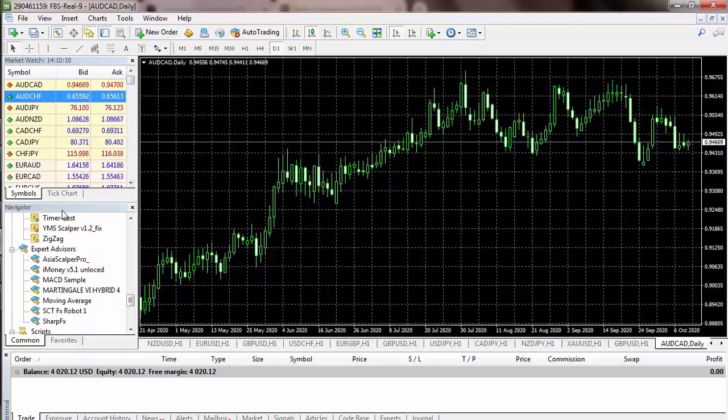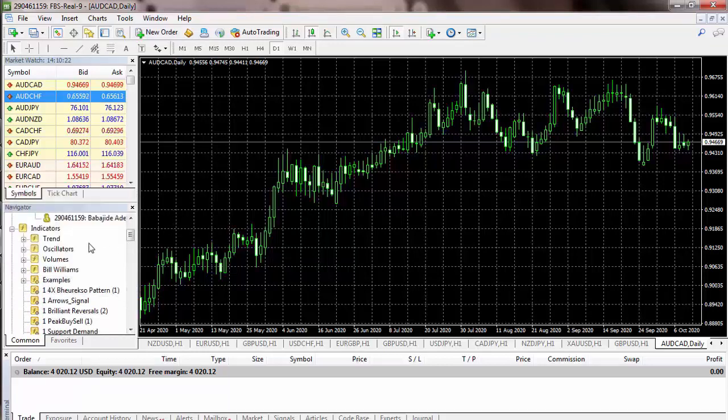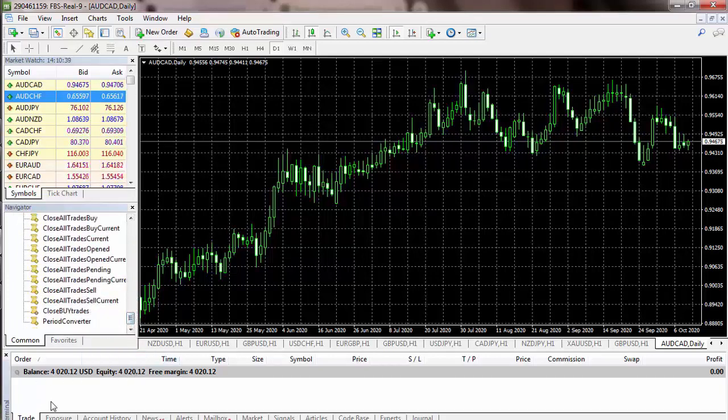Then you have the Navigator. In this Navigator is where you find your account. This is the demo account, the real account here. Your account, and you have the indicators. Then you also have the experts and the scripts. So these are what you find in the Navigator.